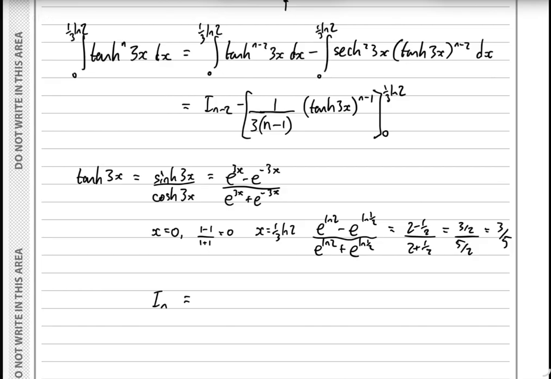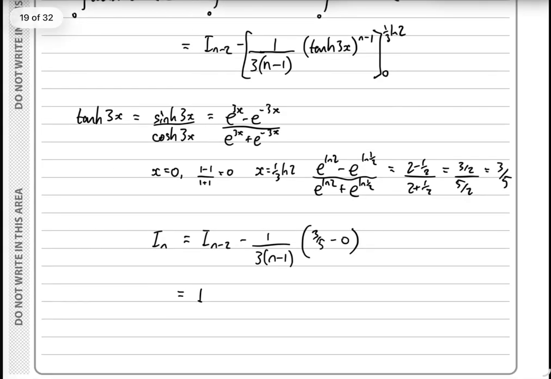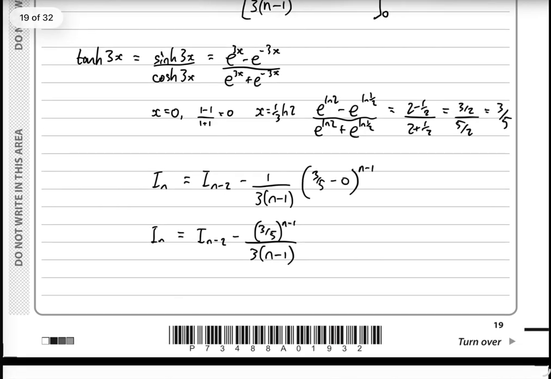So I n is I n minus 2 minus 1 over 3 n minus 1 times 3 over 5 minus 0. Don't know if I really needed that step. That's 3 over 5, sorry, that's to the n minus 1 still, because we can't evaluate the n, we don't know what that is. To the n minus 1. And that should match with p equal to 3 over 5.